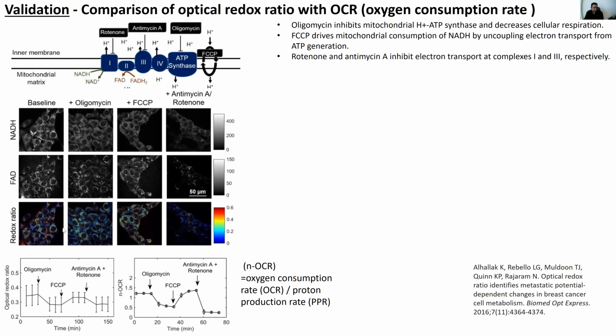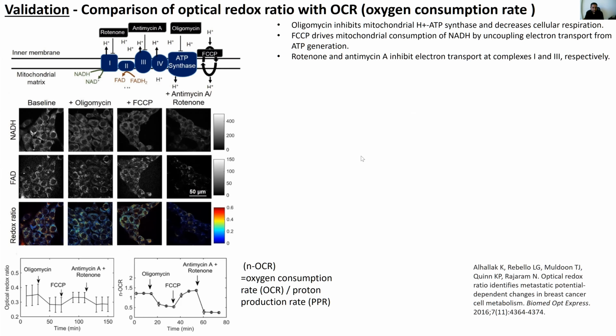These are just intensity images, but these are redox ratios between 0 and 0.6. But the main thing here is, if you look at the redox ratio, oligomycin decreases the redox ratio, FCCP increases the redox ratio, and antimycin A and rotenone again decrease the redox ratio. It's the exact same behavior that you see in the OCR. So this is another validation that whatever we have been seeing with this particular definition of optical redox ratio actually validates very well with OCR.